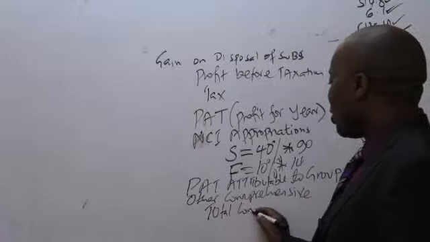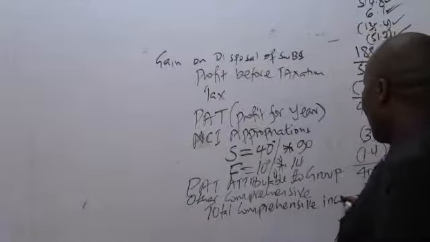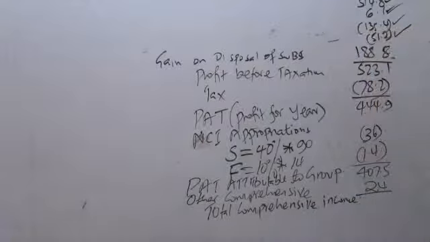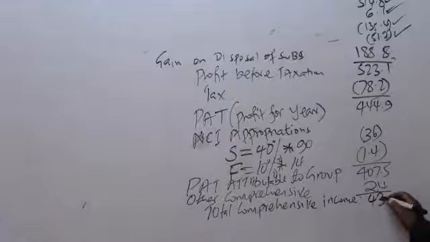The total comprehensive income. The total comprehensive income una add. Wananiambia kwamba ni 431.5. 431.5, like that.